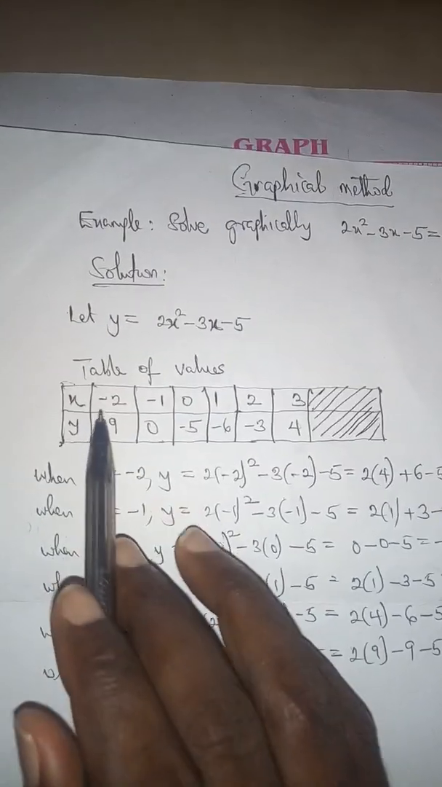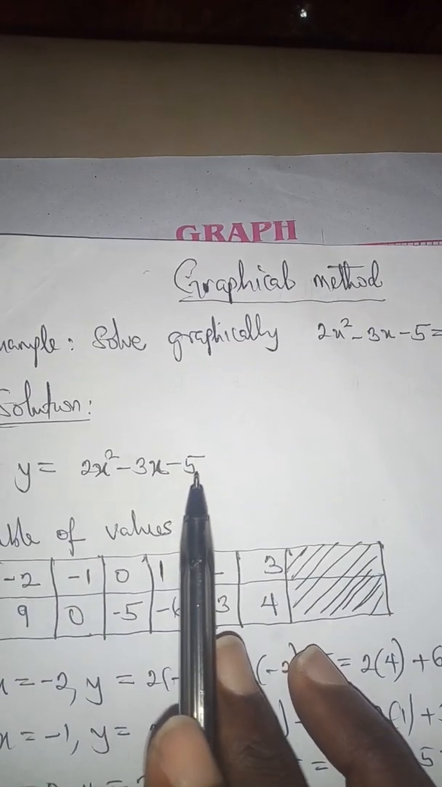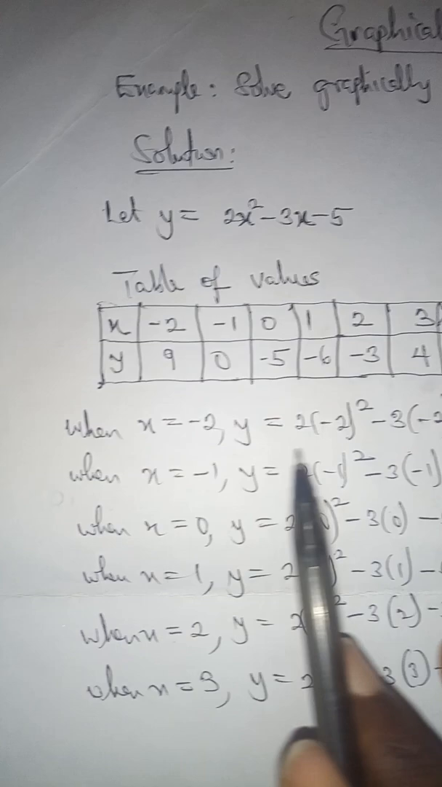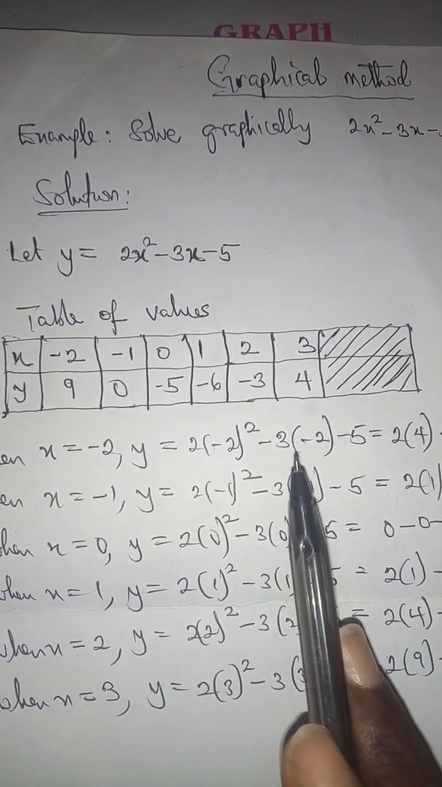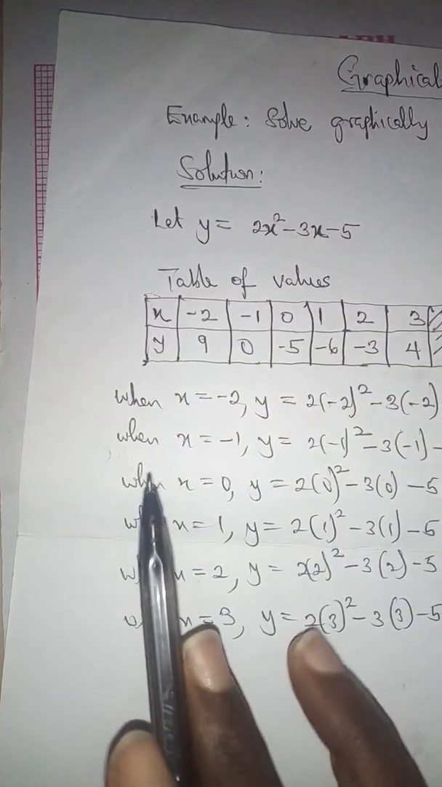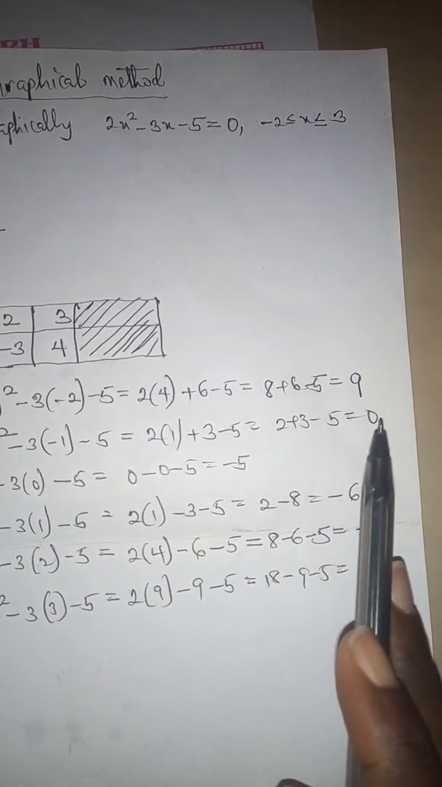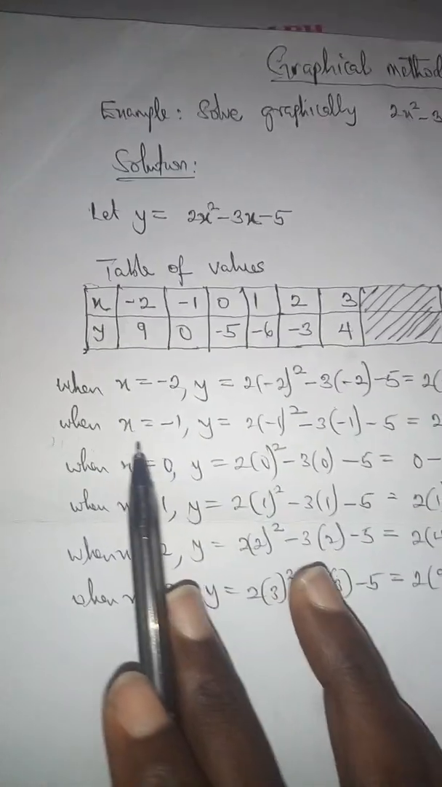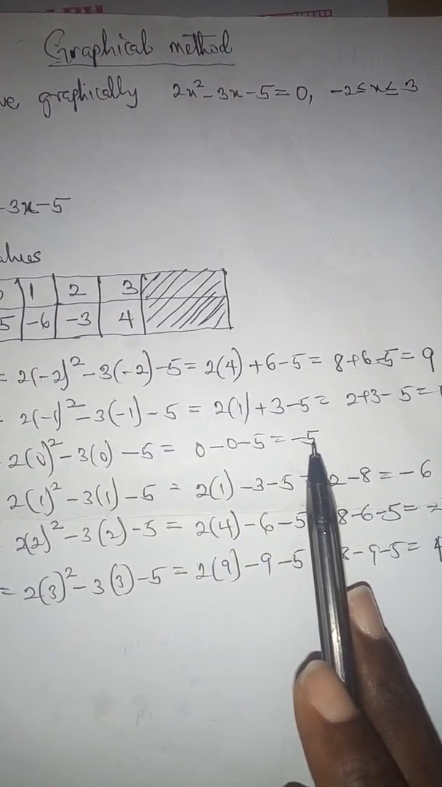So substituting the value of x equals minus 2 into y equals 2x squared minus 3x minus 5, we have y equals 2 open bracket minus 2 squared minus 3 open bracket minus 2 minus 5, which when you open the bracket you get 9. The same thing when x is equal to minus 1, you substitute in the value, you get 0.